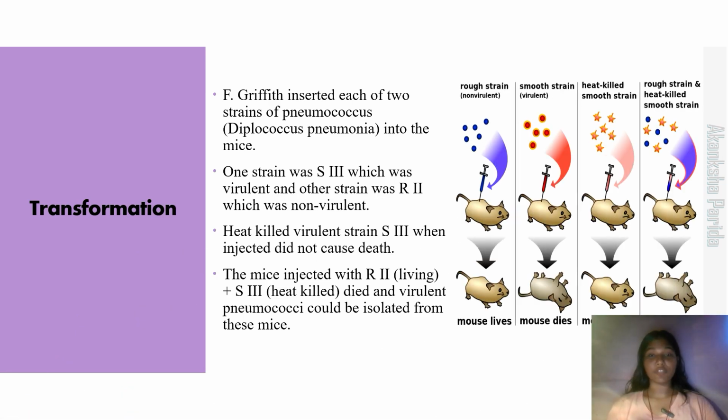Transformation principle of Griffith that was given in 1928. Griffith injected two strains of Diplococcus pneumoniae into mice. One was the rough strain that was non-virulent. It was injected in the mice and they survived. The second was the smooth strain that was virulent, injected, and the mouse died. The third was the heat killed smooth strain and the mouse survived. And the last case was the rough strain along with the heat killed smooth strain, and the mouse died.